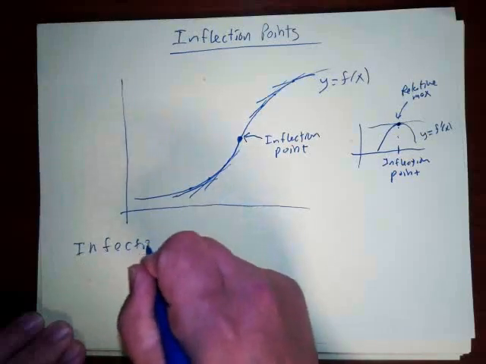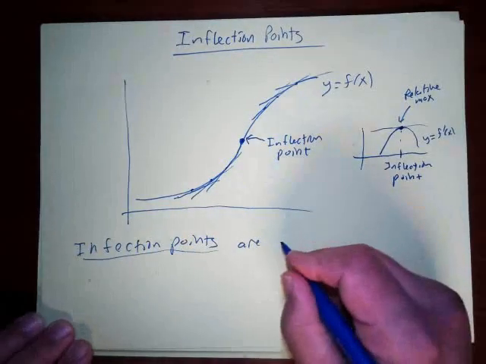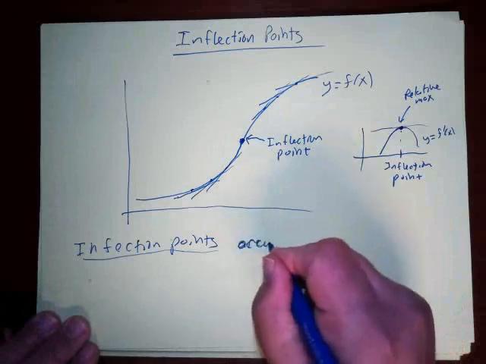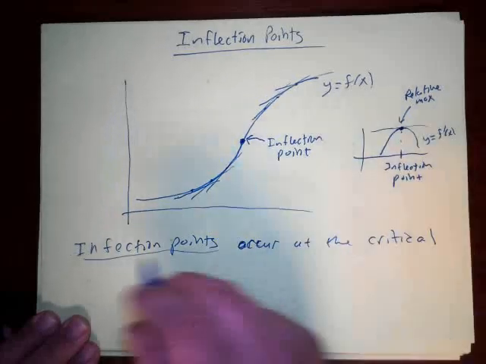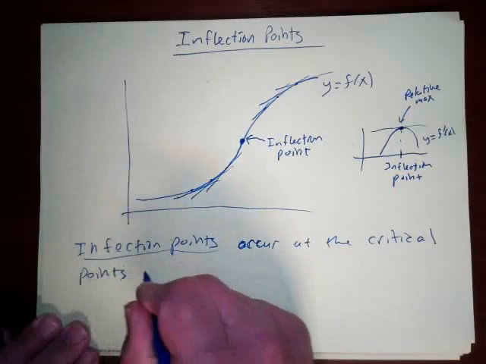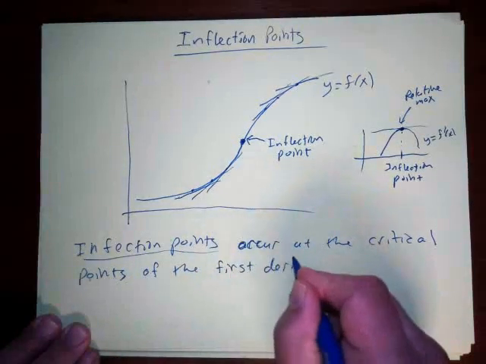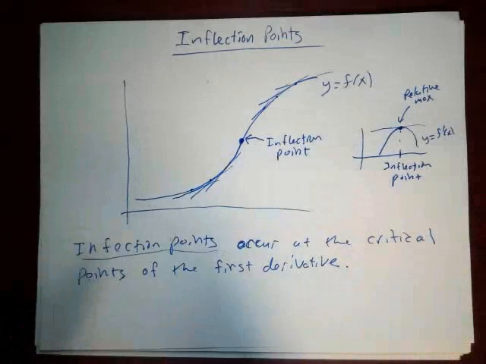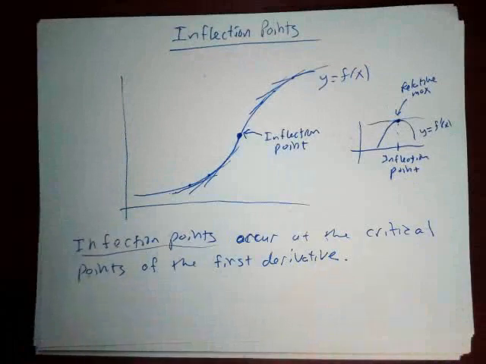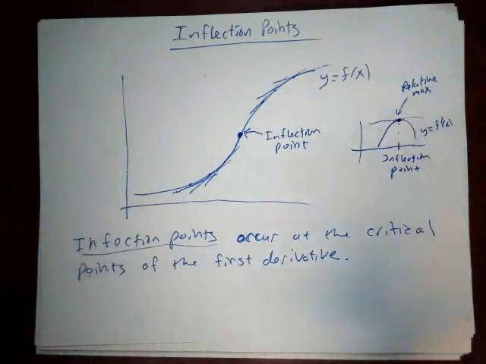Okay, so we could write this: inflection points occur at the critical points of the first derivative. Okay, so now let's think back. The reason for this, that inflection points occur at the critical points of the first derivative, is that the inflection point is a relative min or max.